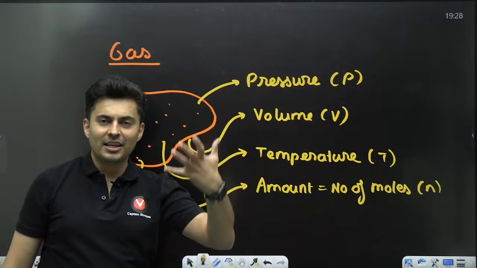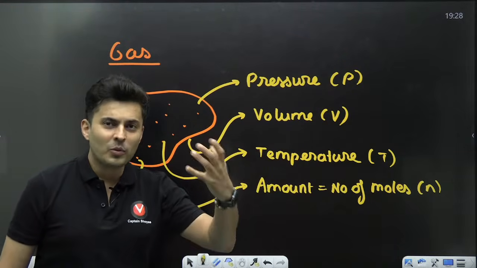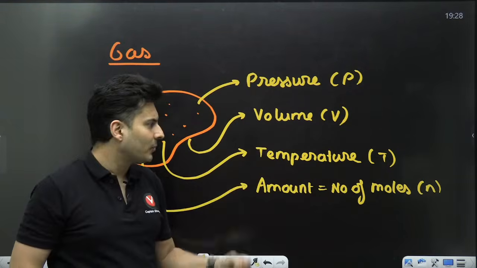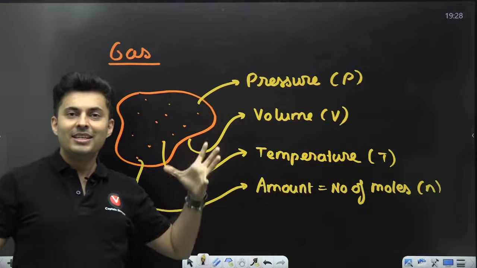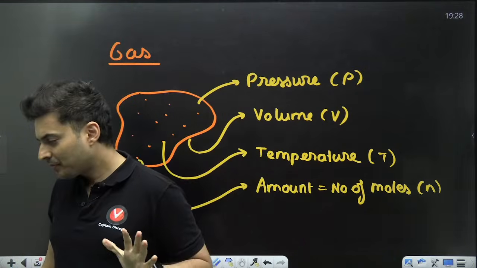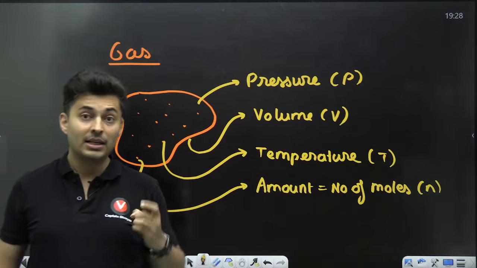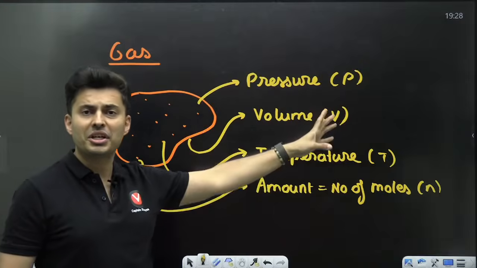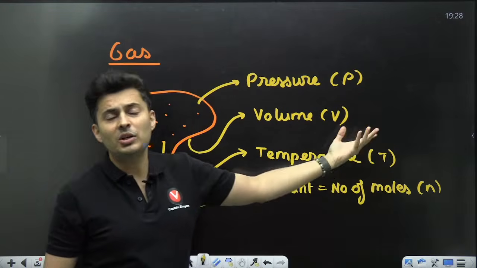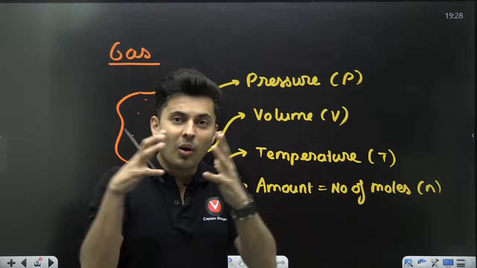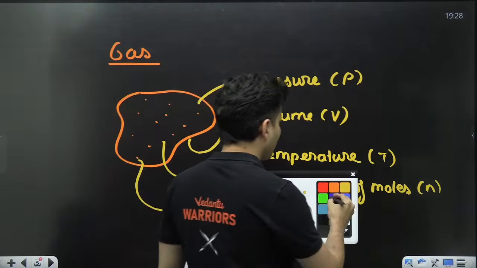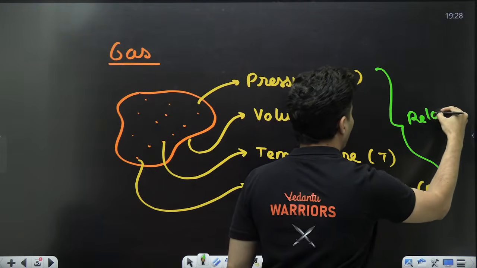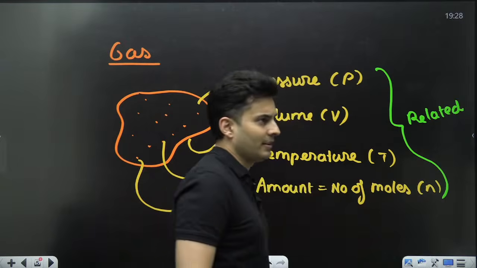These parameters tell you everything about the gas. How hot it is, how much space it occupies, how much pressure it is applying, how much amount of the gas is there. These things define the gas, and they are dependent on each other. If you increase pressure, maybe volume might increase or decrease, depending on whether temperature is constant, increasing, or decreasing. So all these variables are related to each other.